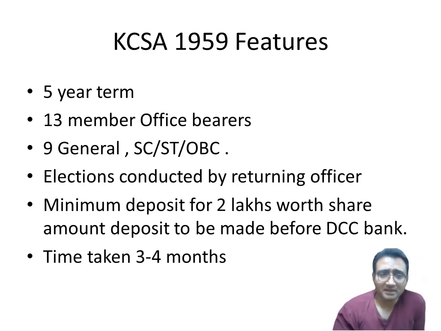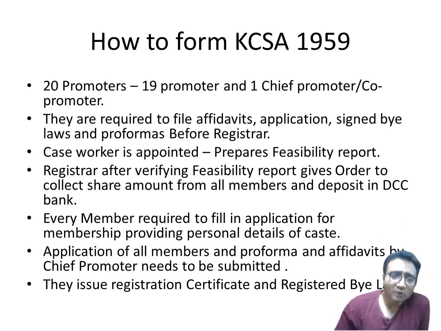Procedure of formation under the 1959 Act. Initially, 20 promoters are required. Many have a confusion that promoter means a builder, but in fact a promoter is not a builder. Promoters are generally the apartment residents who have purchased the flats and who are proposing to form the cooperative society under the KCSA 1959 Act. So 20 people are required. 19 people will be termed as promoters and 1 person will be called the chief promoter.